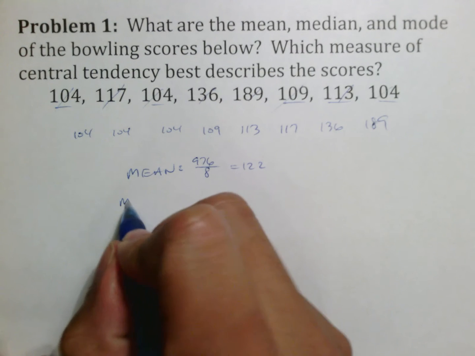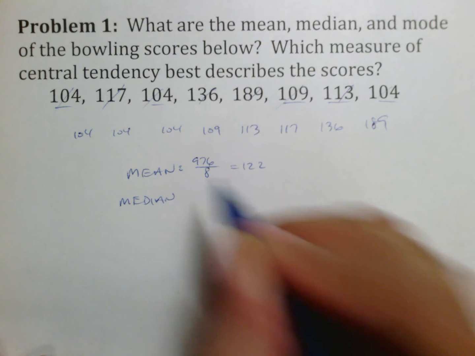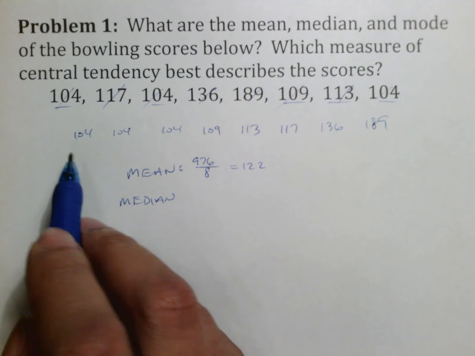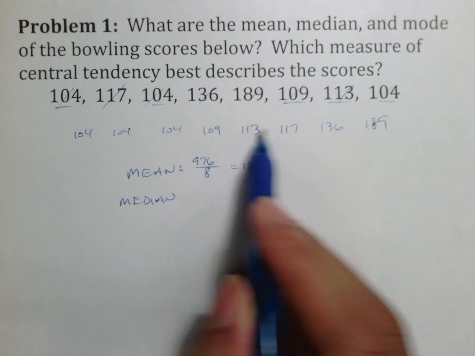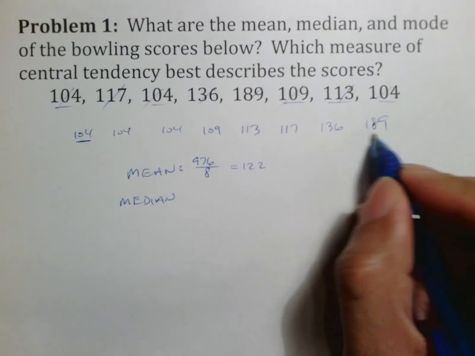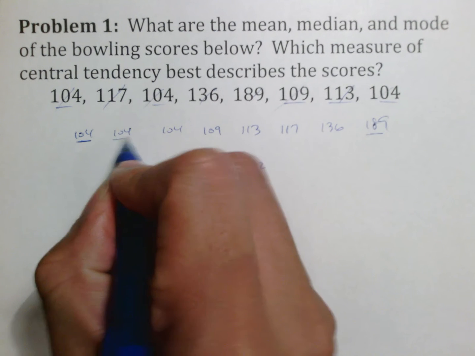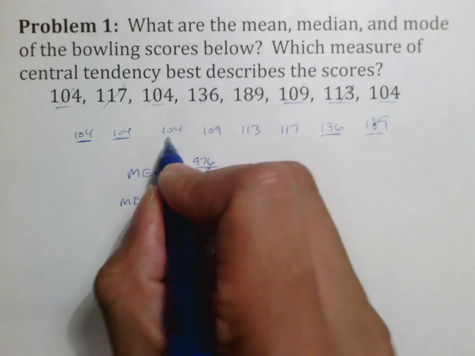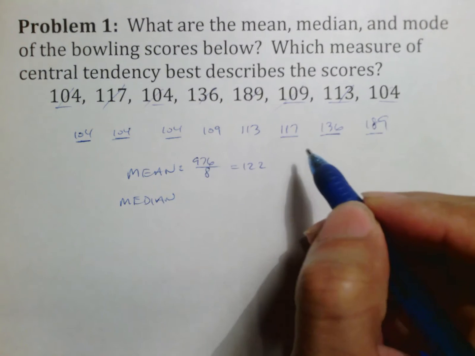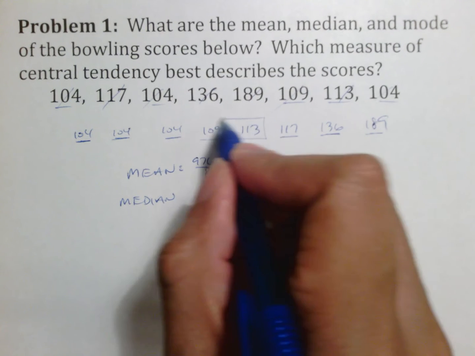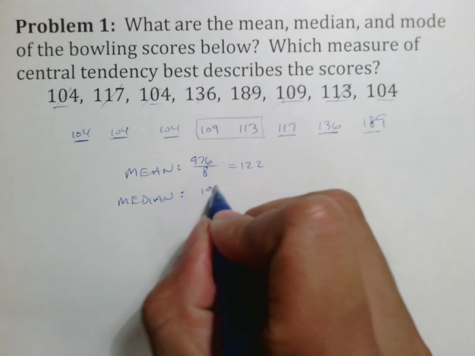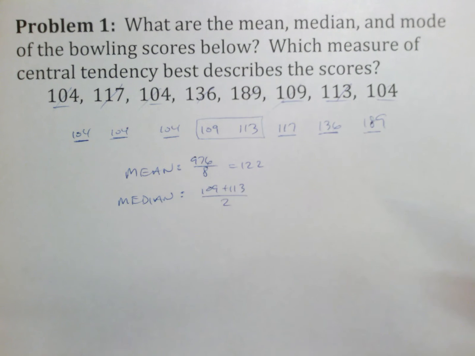Alright, the median, which we'll see more of, definitely more of starting tomorrow, is the middle value. So here's what happens. 1, 2, 3, 4, 5, 6, 7, 8. In order to find the median, what you want to do is kind of count edge to edge. So 104 matches up with 189. 104 matches up with 136. 104 matches up with 117. And notice that there is no true middle value. Whenever there is no true middle value, you've got to take the mean of these two numbers. So for the median, we have to do 109 plus 113 divided by 2.